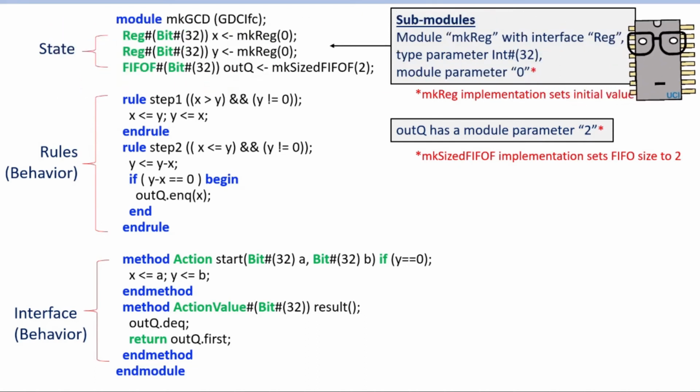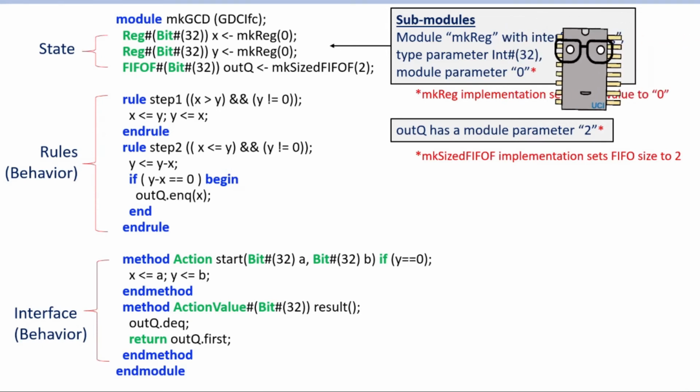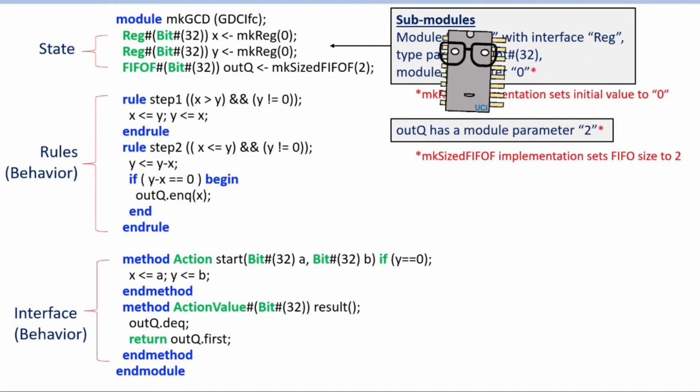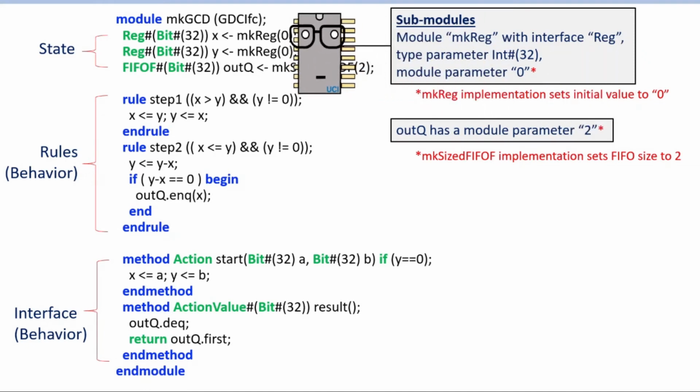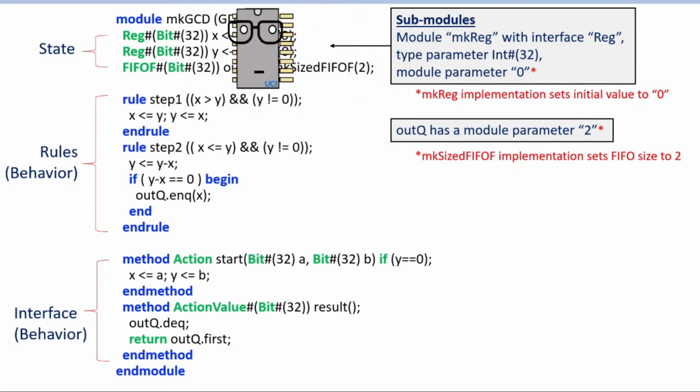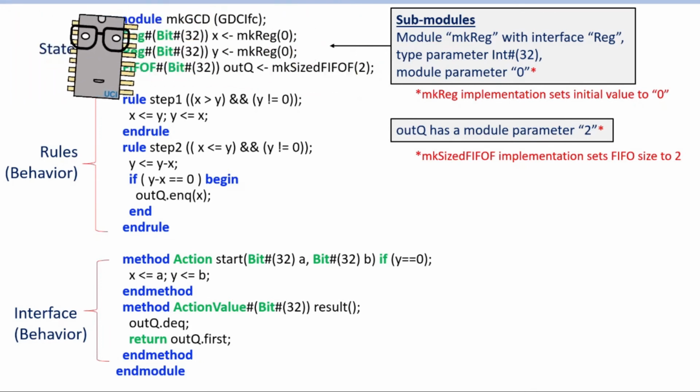The lingo is maybe a little bit complex, but what it does is actually quite simple. Module mkReg is using an interface Reg, and the type parameter given to it is an Int 32. It's a Bit 32. I should fix that. The module parameter given to the instantiation is 0, mkReg 0. And the register has a type parameter Bit 32.